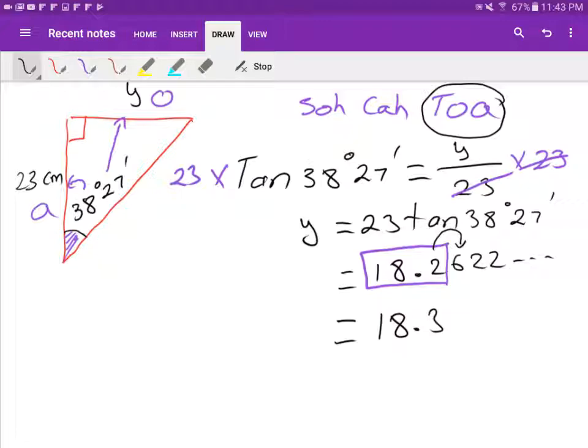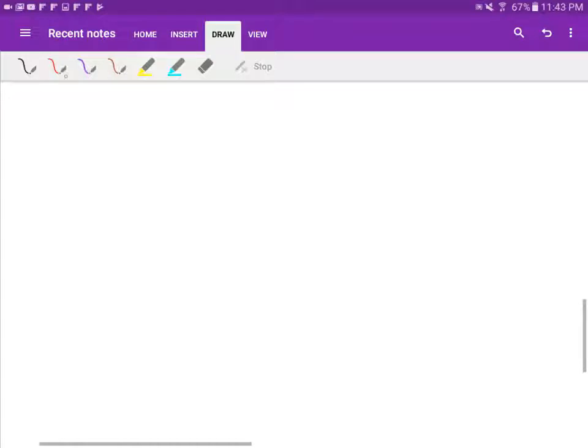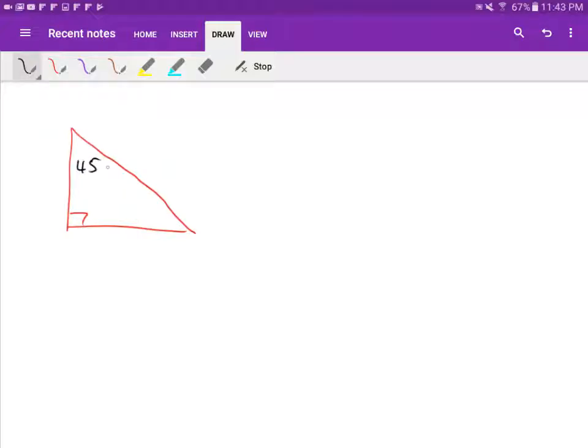And do not forget the unit again, centimeters. So your answer should be 18.3 centimeters. Okay, let's move on to the next one. Let's say I've got another one here, let's say this is given, and this is 45 degrees in here, and x, and this is 15 centimeters.